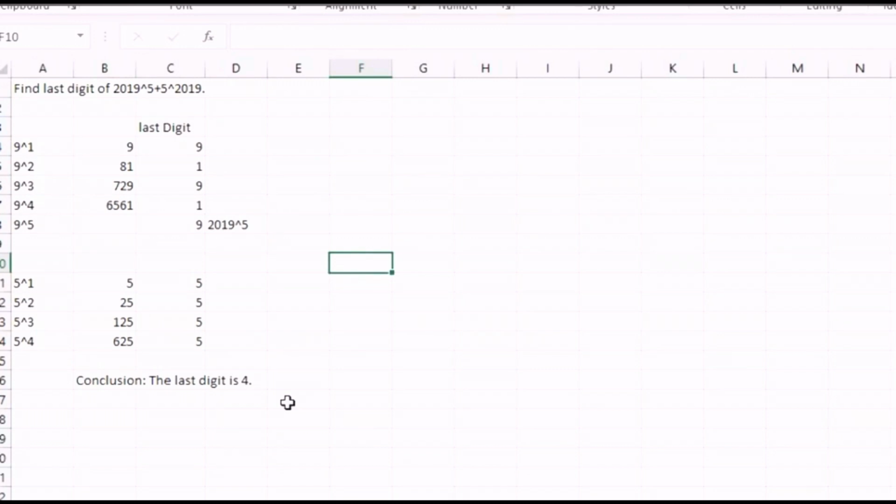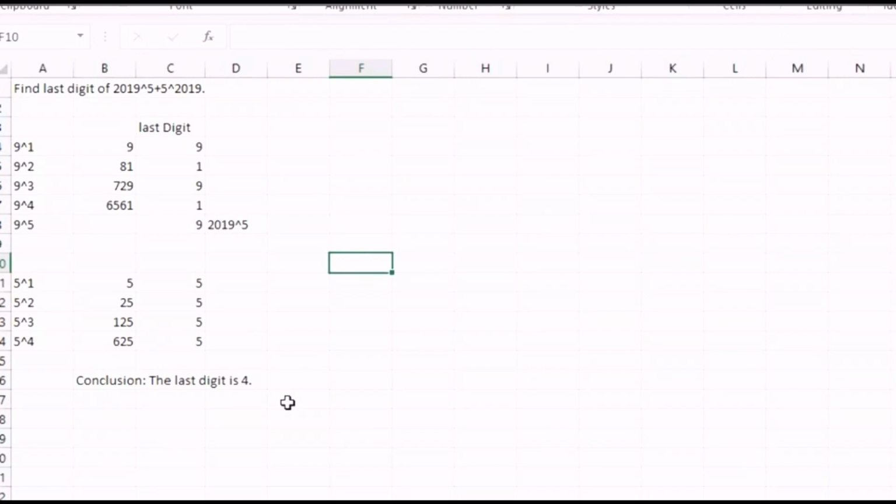9 raised to 2 is 81. 9 raised to 3 is 729. And 9 raised to 4 is 6,561. And 9 raised to 5 is equivalent to 9. Why? Because of 6,5 and 6,1. If you raise 2019 to 5, the last digit is 9.